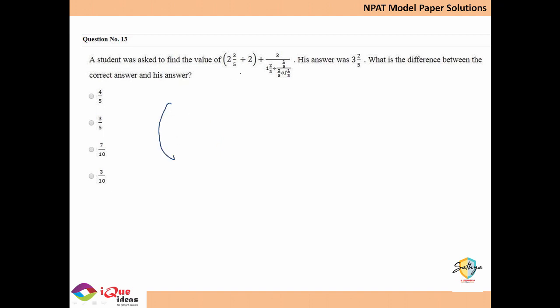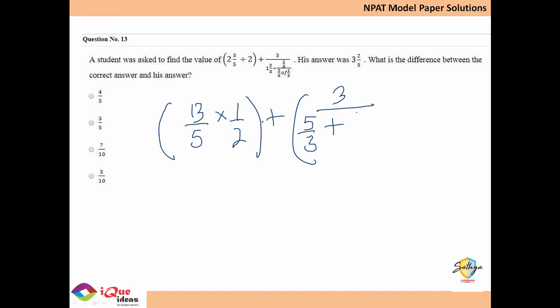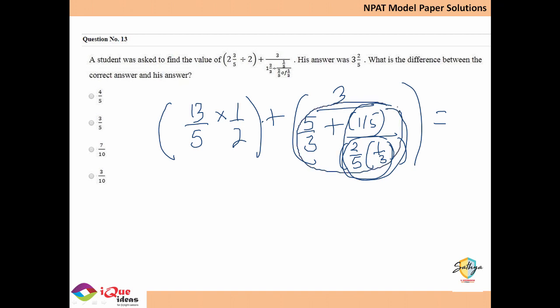This is nothing but 2 3 by 5 is 5 to this is 13 by 5 divided by 2, that is multiplied by 1 upon 2 plus 3 upon 1 2 by 3 is 3 ones are 3 plus 2 5 by 3 plus 1 divided by 5 upon 2 upon 5 of 1 upon 3. So if you solve this entire thing, step by step, simplify this, then go to this, then add, then divide, simplify this and add of them. You will get the answer is equal to 4.